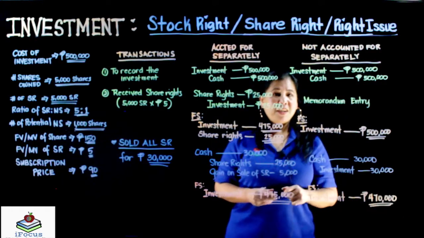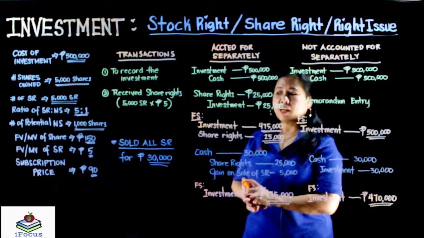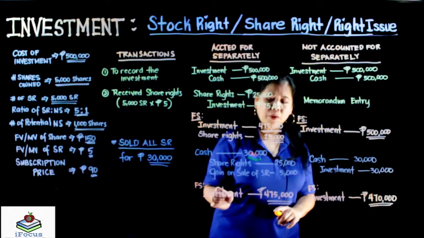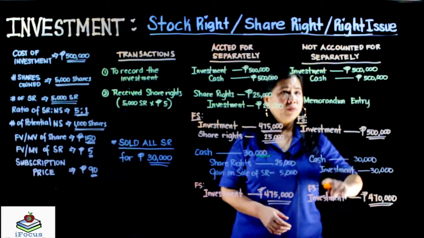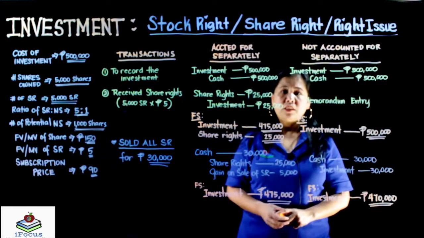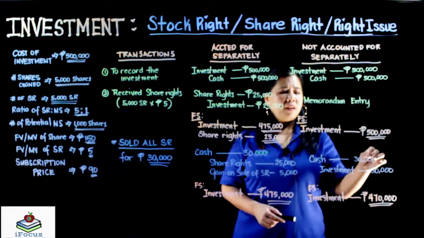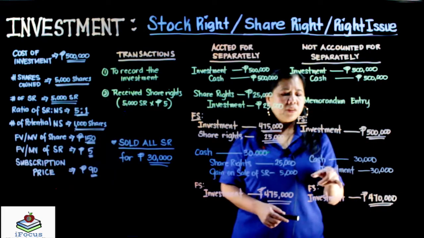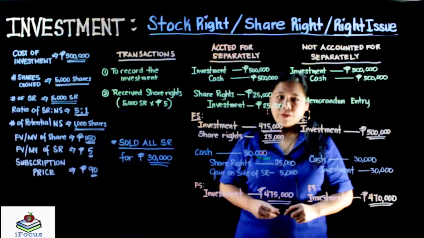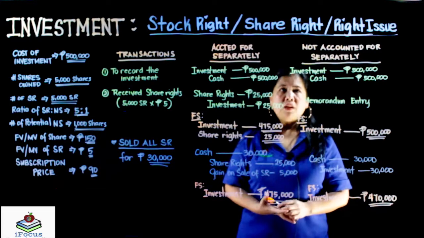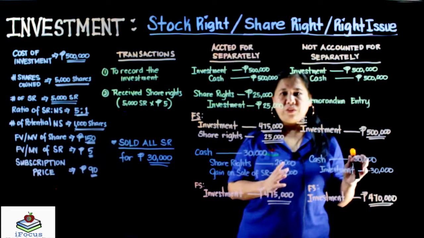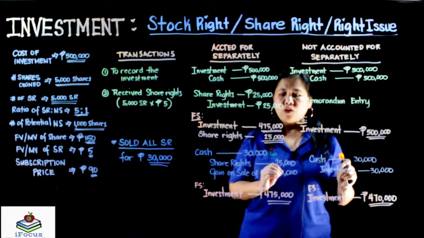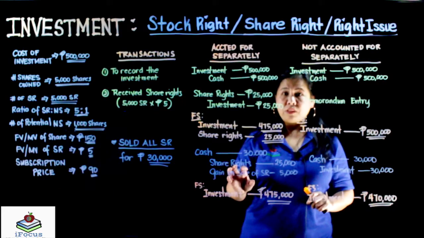So, magkaiba sila ng carrying amount after selling all the stock rights. Carrying amount ng investment is 475,000. Dito naman sa not accounted for separately ay naging 470,000 dahil nung ibinenta niya, minus natin yan sa kanyang investment account na 30,000. So, ang ibig sabihin, dito sa not accounted for separately, hindi siya nagre-recognize ng any gain or loss on the sale of the stock rights.